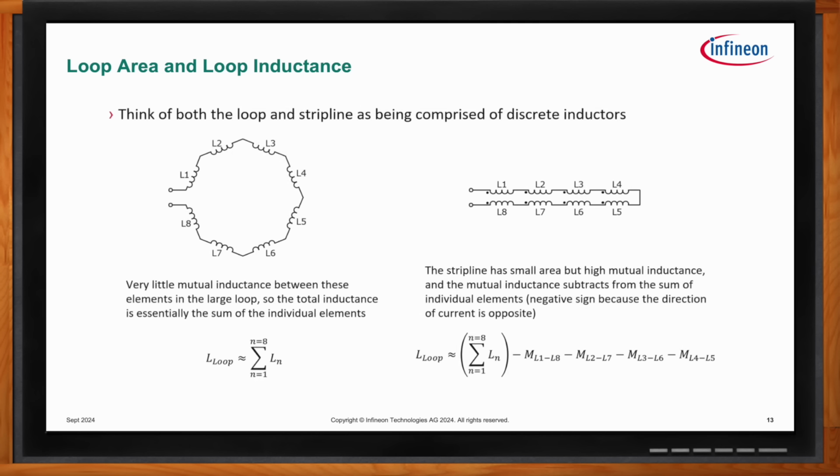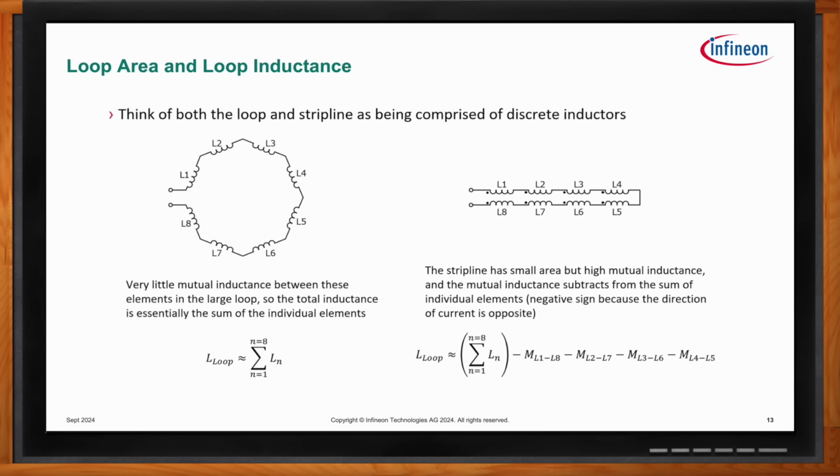Yes, indeed, there is. And it would help if we examine some of the fundamental concepts associated with inductance, particularly the loop area and loop inductance. So there are two loops comprised of discrete inductors shown here. One closely mimics a circle, and the one on the right looks more like a fork-shaped strip line. In the circle shape, there is little to no mutual inductance. As such, the total inductance is the sum of the individual elements themselves.